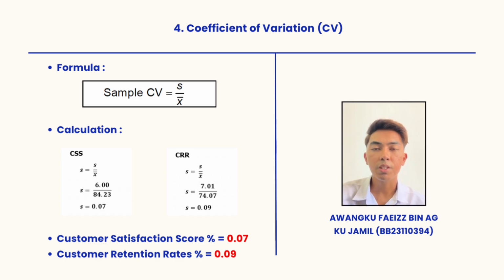So we're moving on to the last, which is the coefficient of variation, CV. The CV measures the relative variability. So the formula is CV equals the standard deviation divided by the mean. For the customer satisfaction score, 6.00 divided by 84.23 equals 0.07. And for the customer retention rate, 7.01 divided by 74.07 equals 0.09. That's all from me.